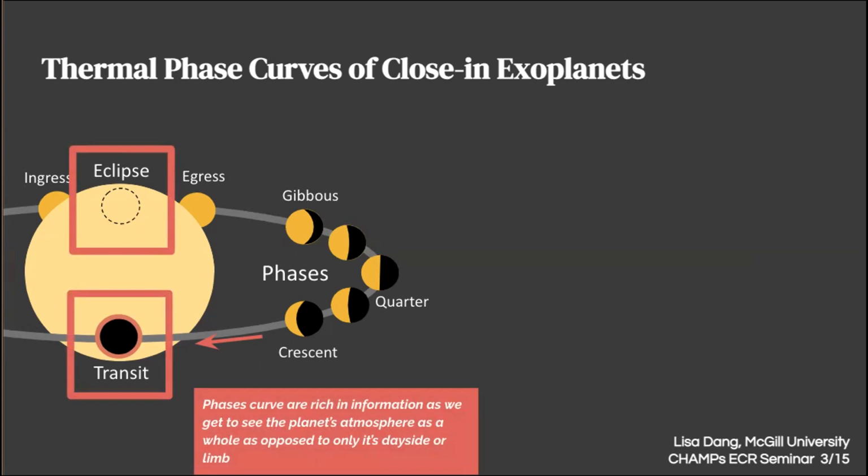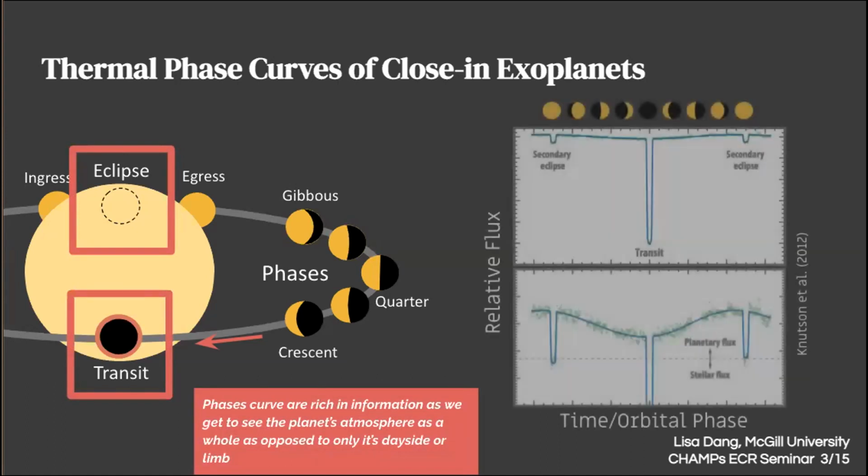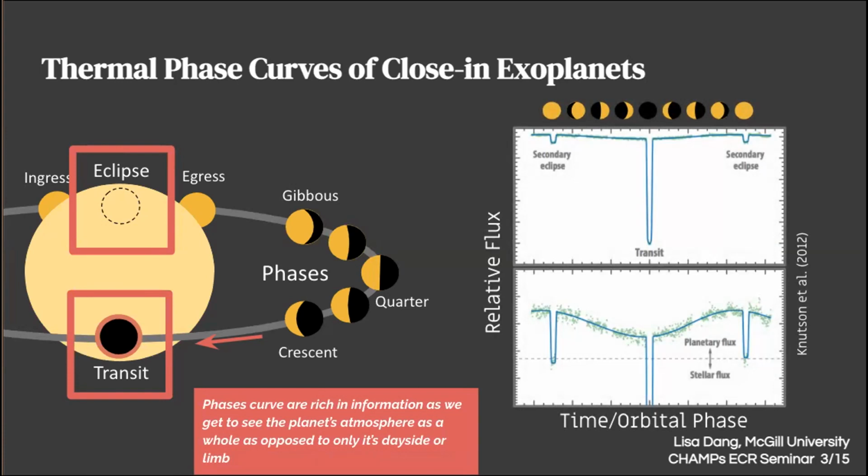But a distant observer will also observe a different region of the planet, causing a variation of brightness over time. What I have on the right here is an example of an infrared phase curve of HD 189733b, where we can see the planet's transit, the eclipses at the two ends, but if you zoom in the middle, you also see this modulation that is caused by planetary brightness variation. We can take this phase curve and transform it into a longitudinal brightness profile for this planet. What I'm trying to say here is that these phase curves are super rich in information because you get to see the planet's atmosphere as a whole, as opposed to only the day side or the limb of the atmosphere of the planet.